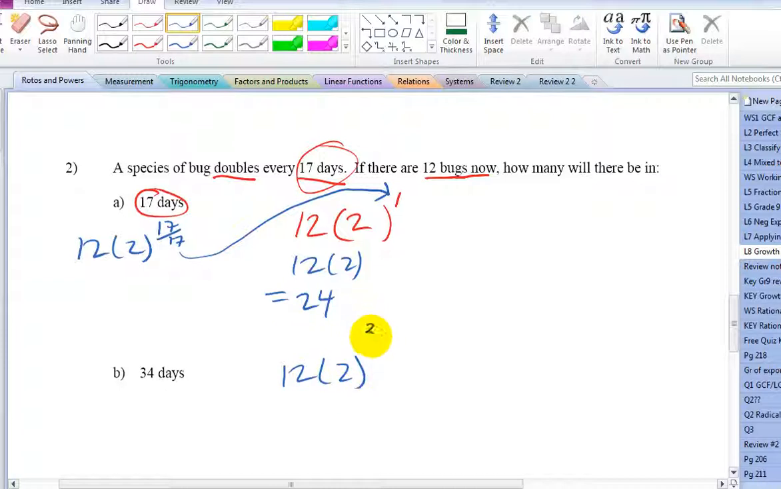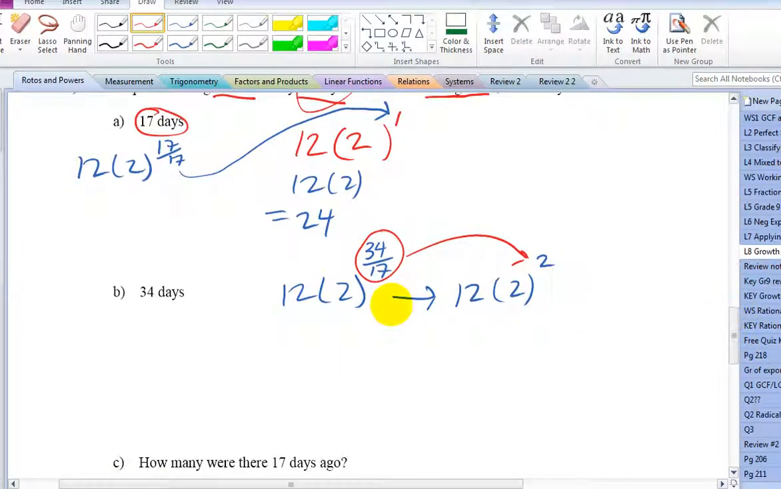So our fraction now will be 34 over 17. And some of you hopefully did that, but some of you probably went and said, well, that should be 2, right? Because it's going to double twice. Okay, so either or is fine, but it's good to understand as a fraction so that that 2 exponent makes sense. And so it's going to be 12 times 4, which is 48 bugs. So now there'll be 48 bugs. All right.